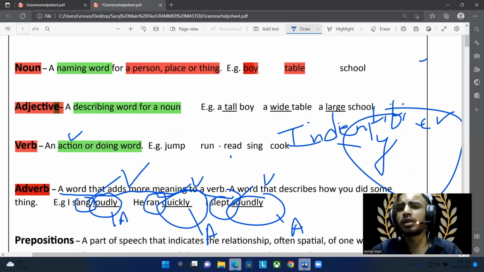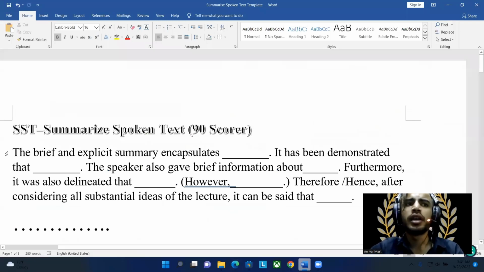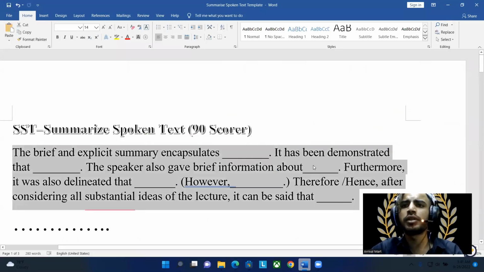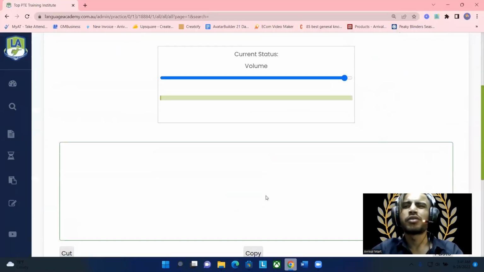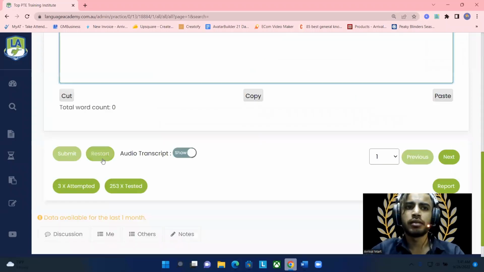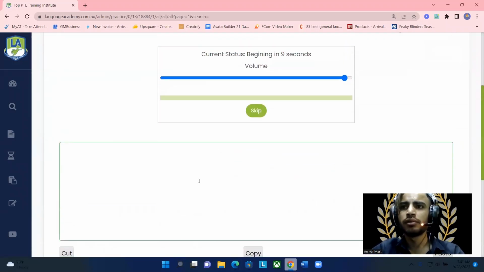Now, let's see the template first. Yes, this one is the template, and I am copying this template because I'm not wasting your valuable time typing these templates. Now, let's see. I will share the audio as well and try to show. Okay, guys, I am going to restart this question.